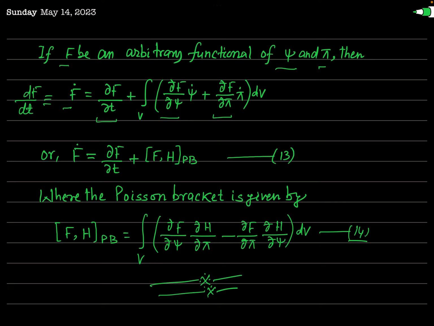In fact, this second term is simply the Poisson bracket of the functional f and h. So this f dot is written like this: del f by del t plus the Poisson bracket of f and h, where h is the Hamiltonian. Actually, the Poisson bracket of f and h is defined like this: the integral over v of del f by del psi times del h by del pi minus del f by del pi times del h by del psi, dv. So this is the Poisson bracket of the dynamical variable f, which is a functional of psi and pi, with the Hamiltonian of the field h.